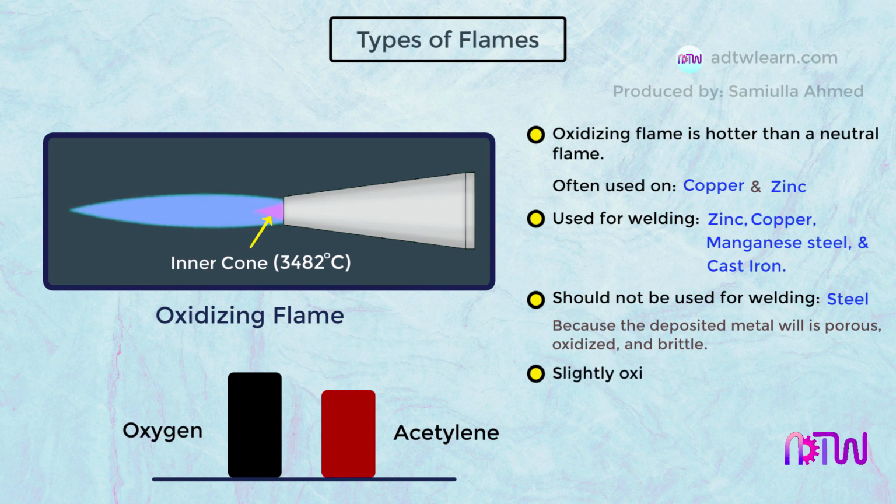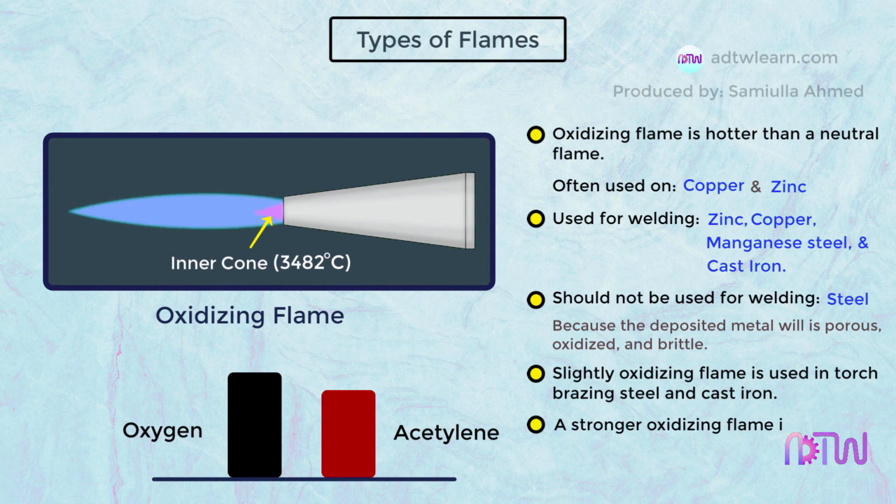A slightly oxidizing flame is used in torch brazing of steel and cast iron. A stronger oxidizing flame is used in the welding of brass or bronze. In most cases, the amount of excess oxygen used in this flame must be determined by observing the action of the flame on the molten metal.